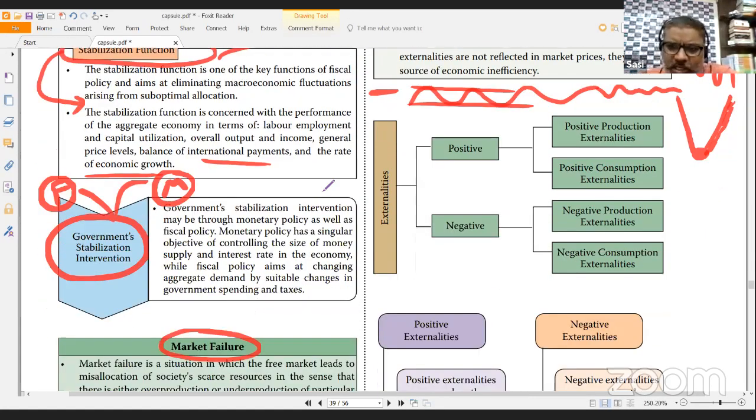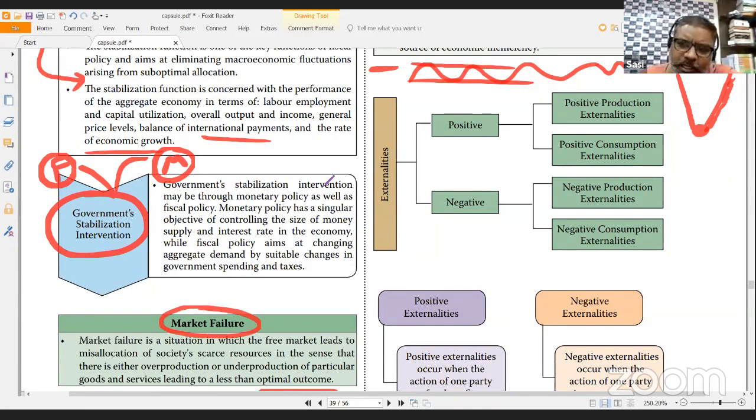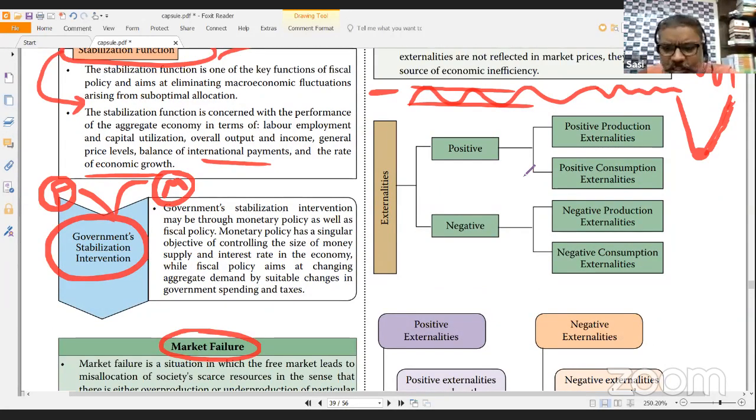Of course, negative externalities. But will all externalities be negative only? No. Sometimes externalities could be positive also. Sometimes they could be negative also. What are the positive externalities? Again, there could be two categories. There could be positive production externalities and there could be positive consumption externalities. What are the positive production externalities? The name itself indicates the externalities which are generated in the process of production, which are going to give a benefit to the others, are positive production externalities.